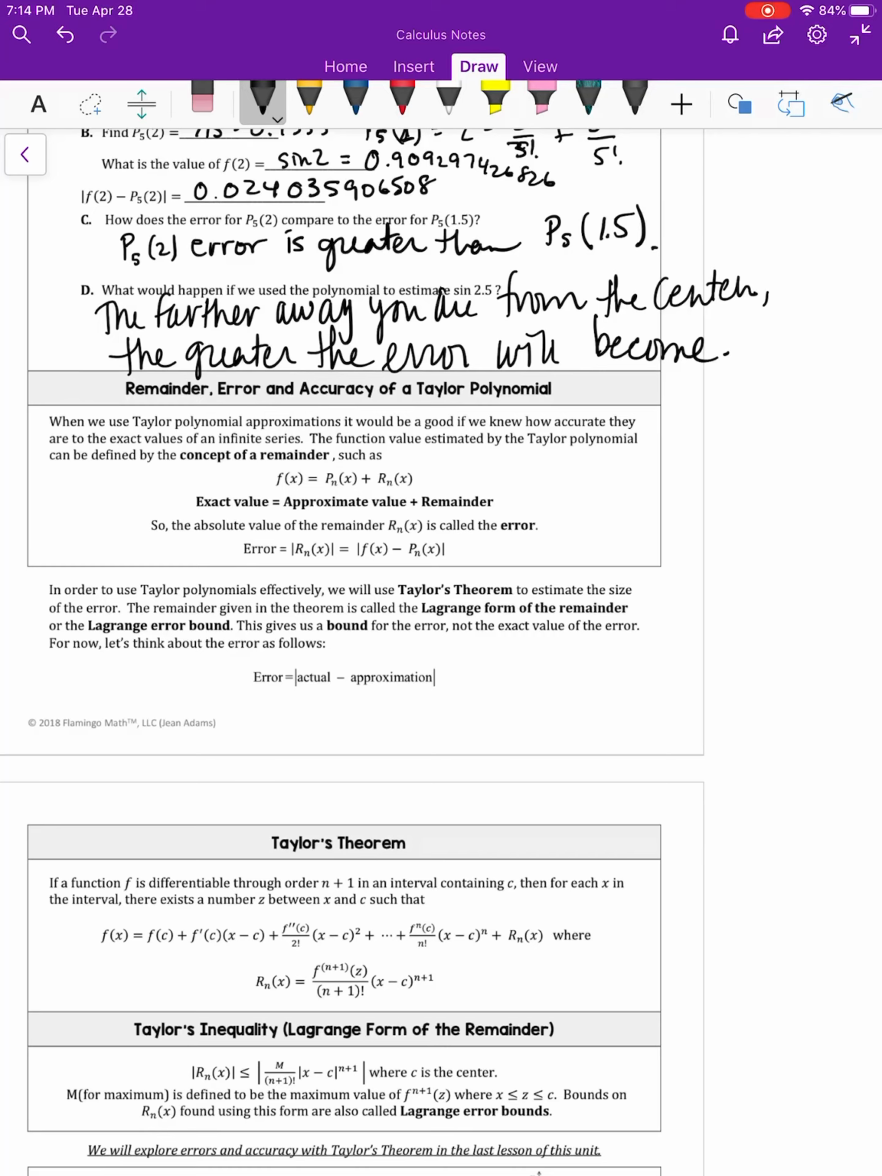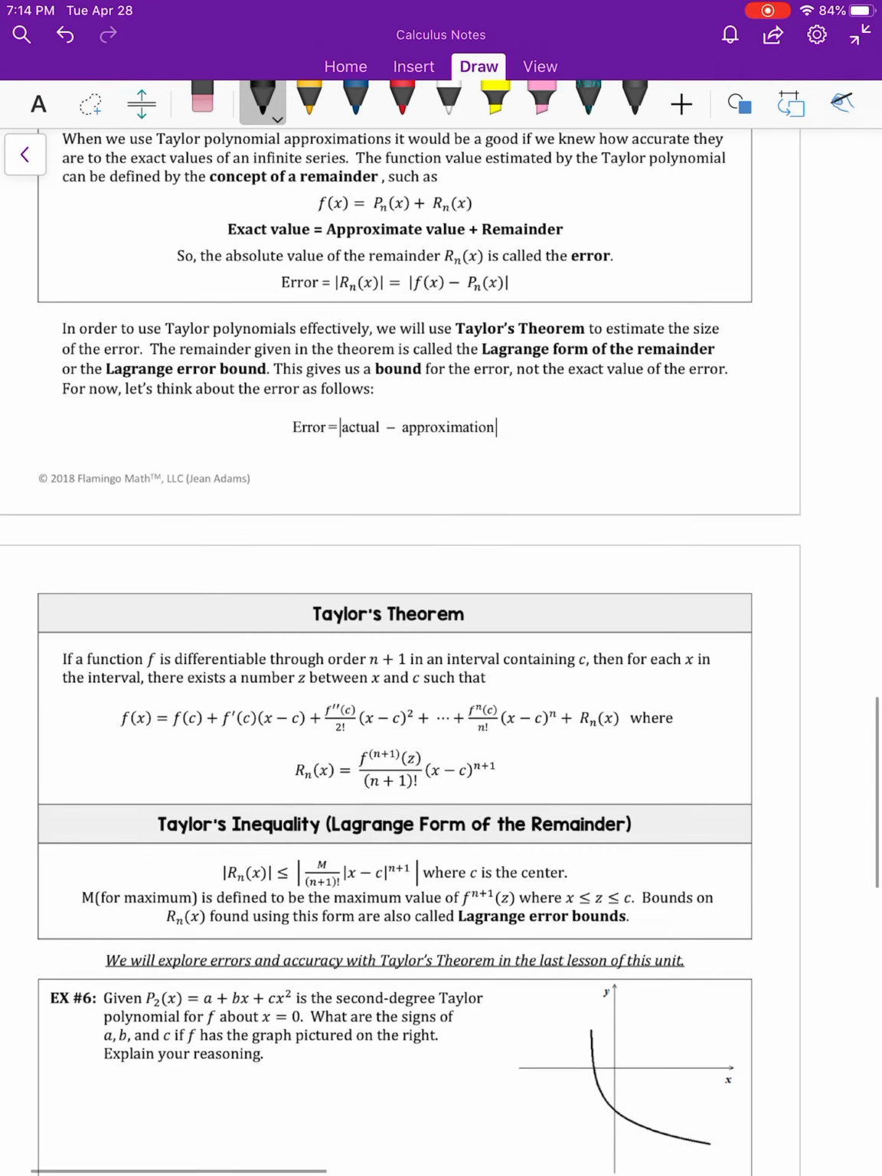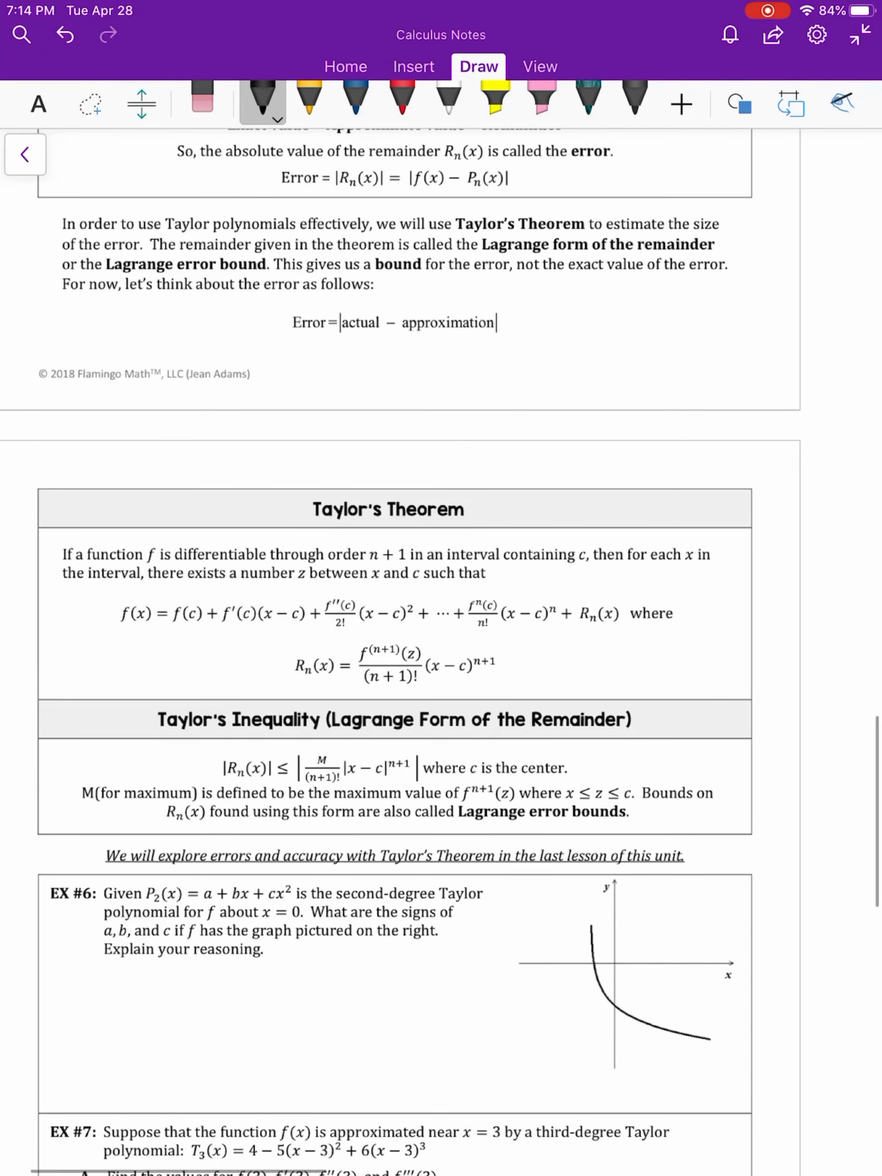So the absolute value of the remainder, R sub n of x, is called the error. The error is the absolute value of R sub n of x, which is equal to the absolute value of f of x minus the nth Taylor polynomial at x. In order to use Taylor polynomials effectively, we will use Taylor's theorem to estimate the size of the error. The remainder given in the theorem is called the Lagrange form of the remainder, or the Lagrange error bound. This gives us a bound for the error, not the exact value of the error. Okay, so you got to remember that, not the exact value of the error. It gives you a range for the error bound.